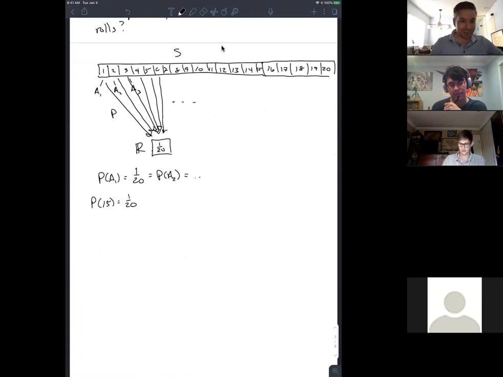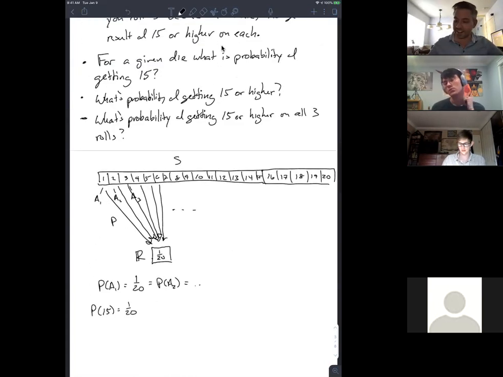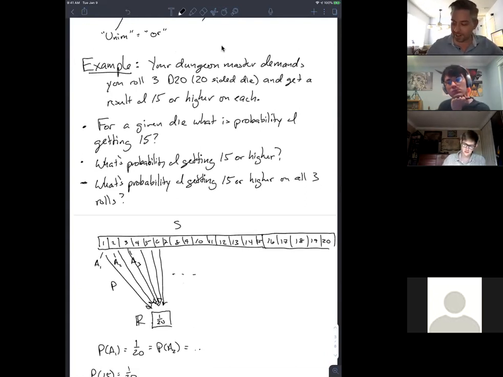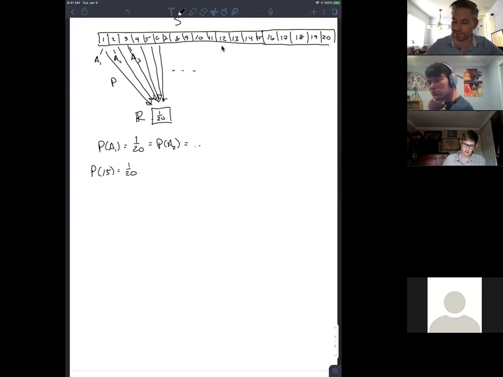So that answers the first question. Easy enough, piece of cake. Now the second question asks, what is the probability of getting 15 or higher? All right, so the probability of getting 15 or higher is the probability of getting 15, or 16, or 17, or 18, or 19, or 20.